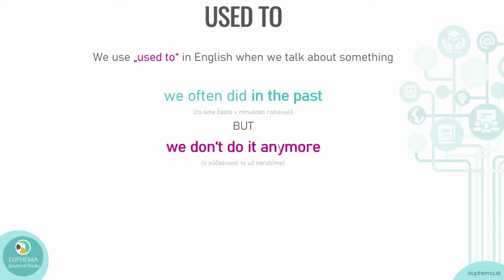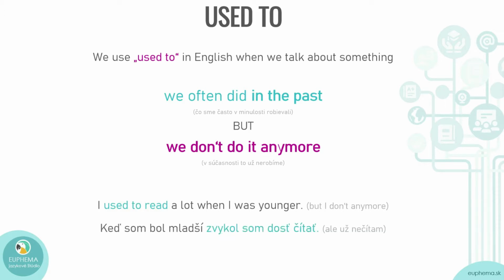Probably the most important thing that you need to remember is that we use "used to" in English when we talk about something we often did in the past, but we don't do it anymore. For example, you can say, "I used to read a lot when I was younger, but I don't anymore." This is the Slovak translation, so you understand perfectly.